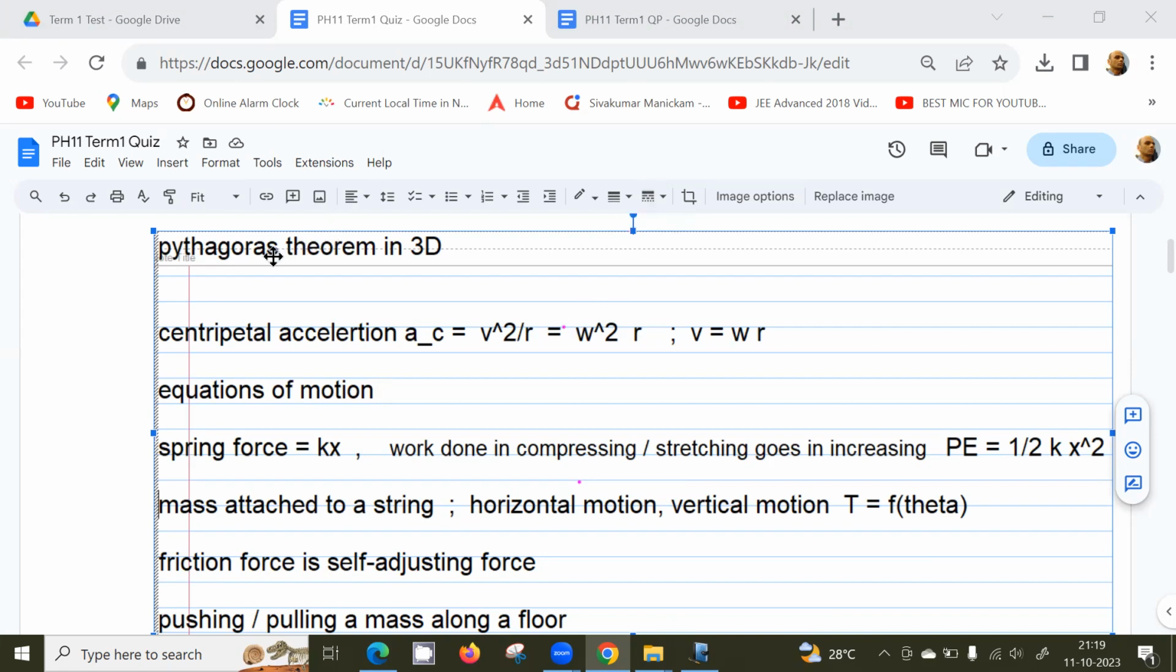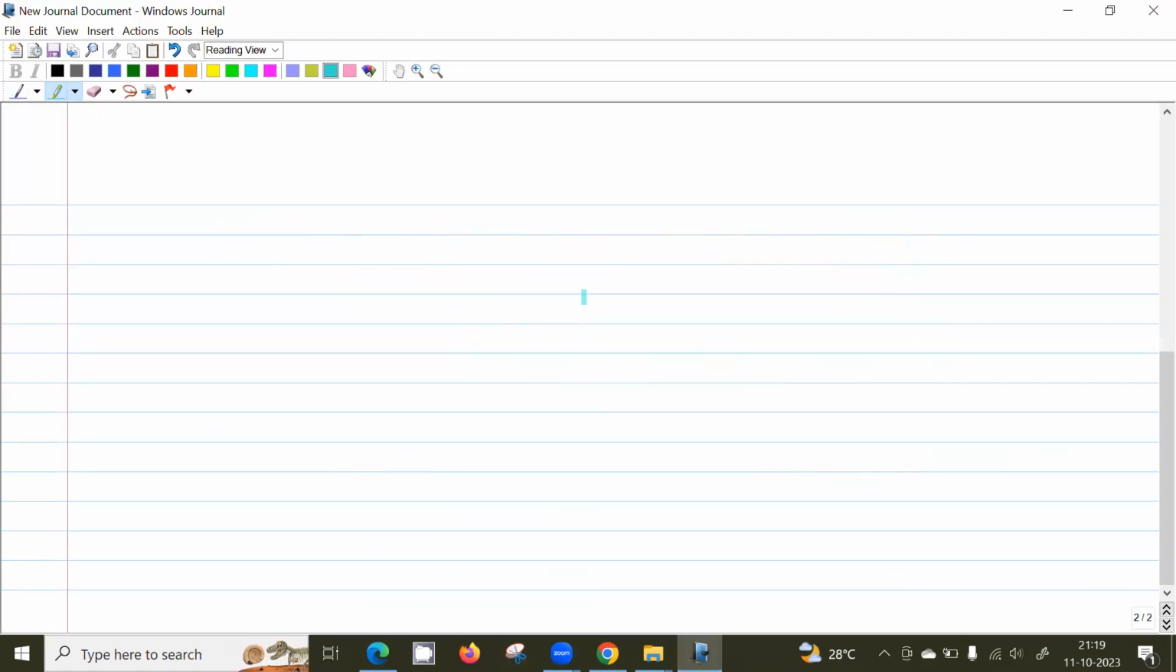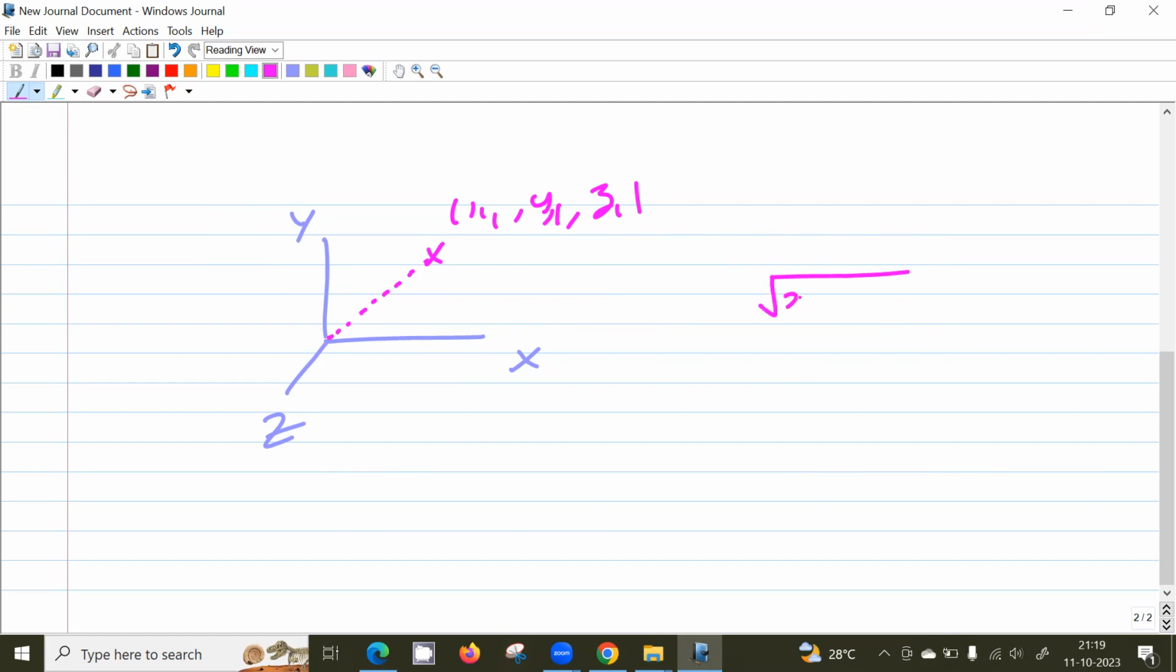Okay. So Pythagoras theorem in 3D means, so this is my coordinate system, say X, Y, Z, and I have a point here whose coordinates are say X1, Y1, comma Z1. So the distance of this point from the origin is given as square root of X1 square plus Y1 square plus Z1 square.